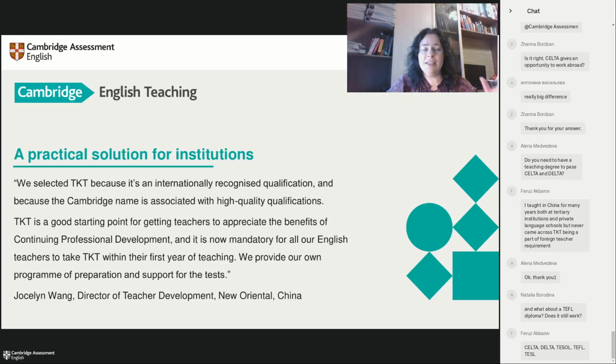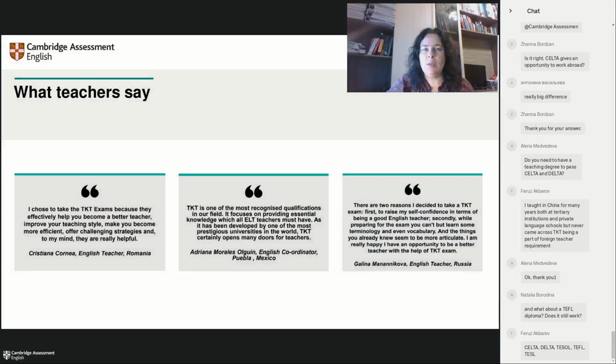So you can see some of their opinions about TKT from different people. Here you can see what some directors of studies say, and directors of school. And here you can see opinions of teachers. So teachers also see some benefits of preparing for TKT, of course, and taking TKT, yeah?